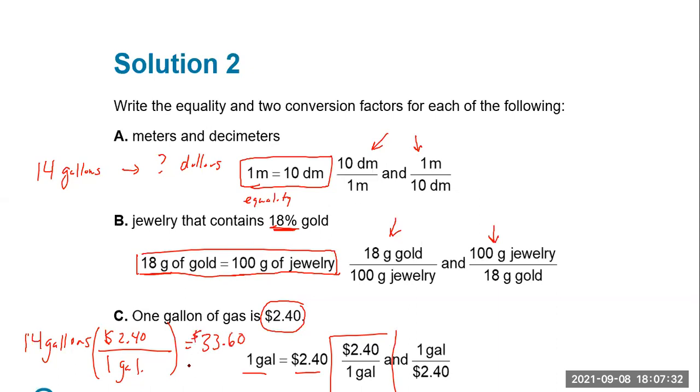Technically speaking, in terms of sig figs, this conversion has 3 significant figures, but my original number only has 2, which means technically speaking, we would round that to $34. We would not put the 0.00 because now it would have 4 significant figures, right? So we would just leave it at 34. Any questions on that?